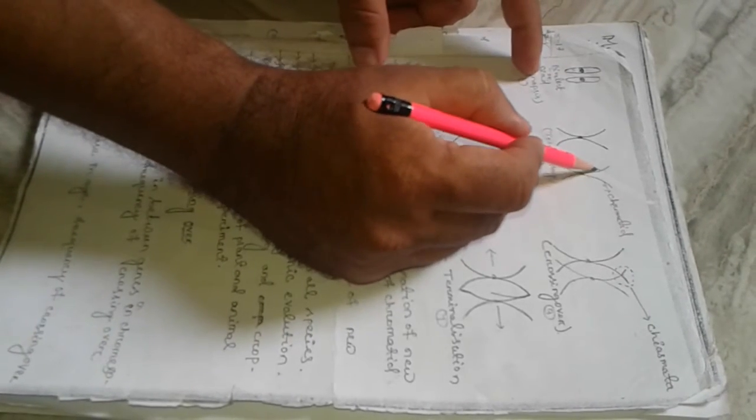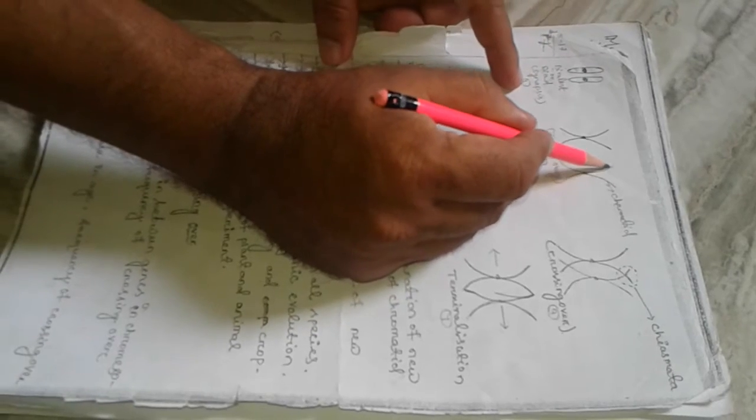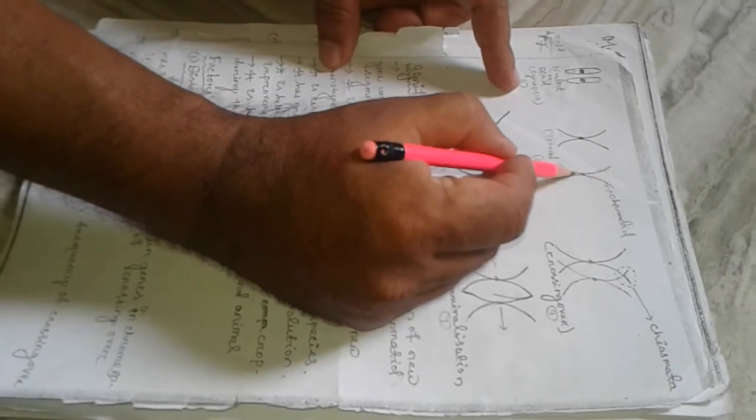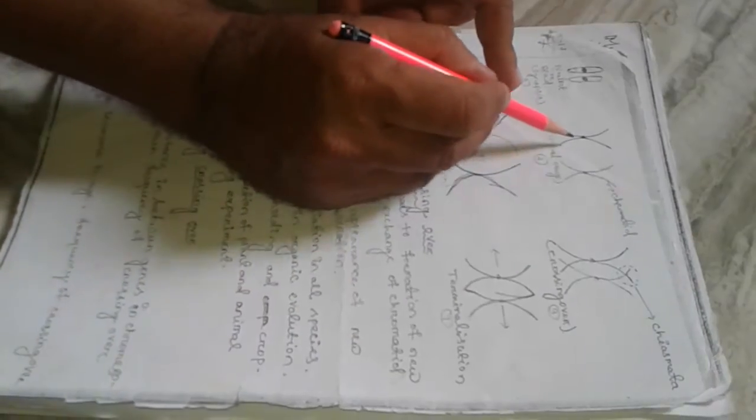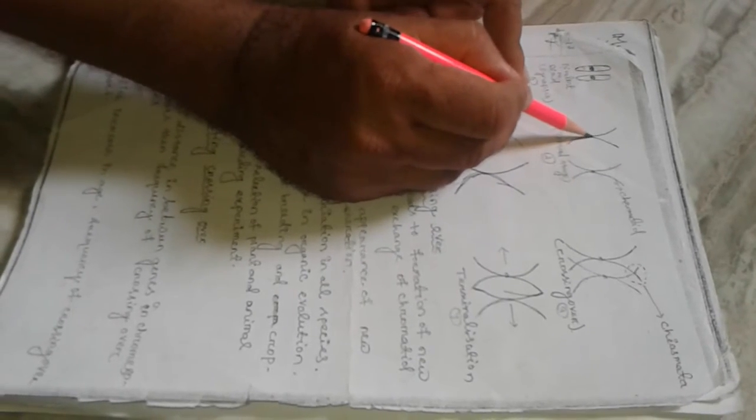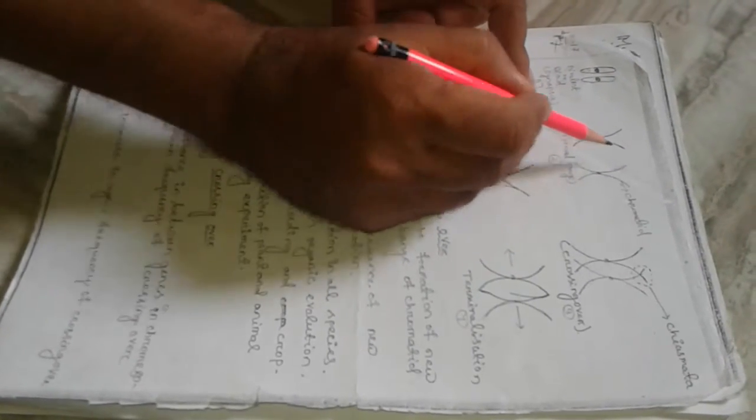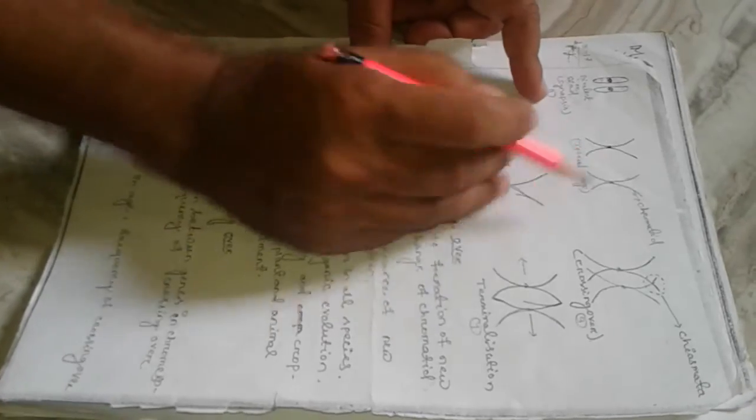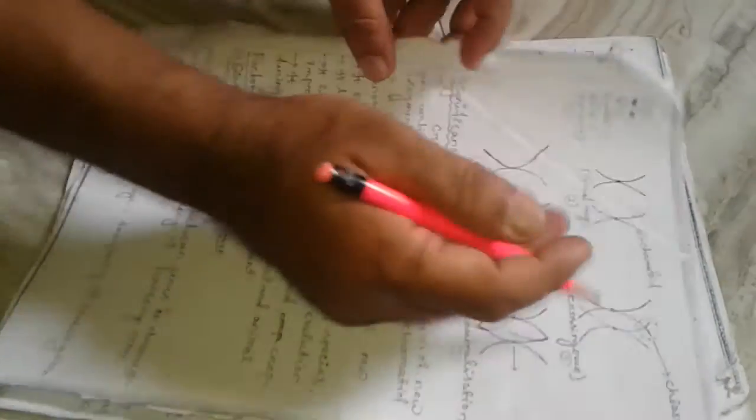The two chromatids of each chromosome are called sister chromatids. Suppose these are the sister chromatids of one chromosome. In this chromosome also, these chromatids are called sister chromatids. That is called the tetrad stage. The next stage is crossing over. In crossing over, what happens?